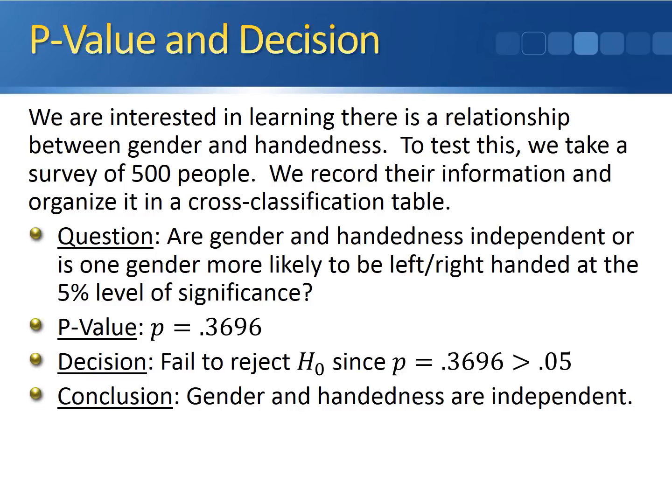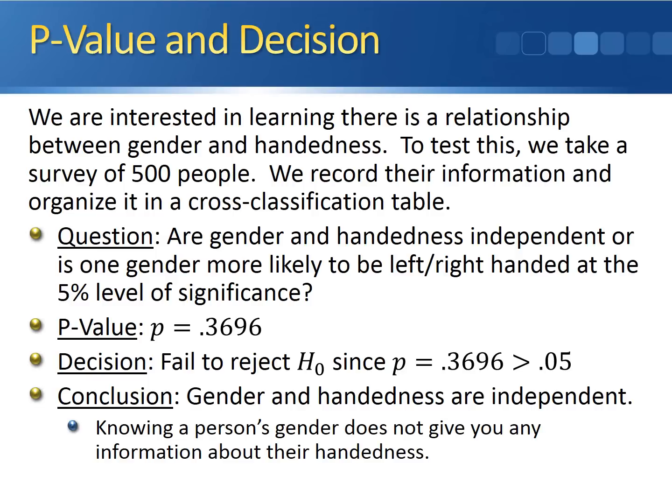Another way of thinking about this conclusion is that knowing a person's gender does not give you any information about their handedness.